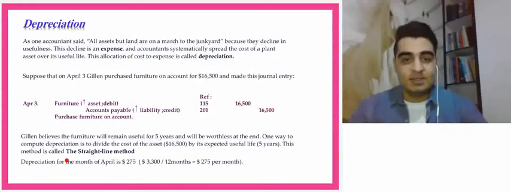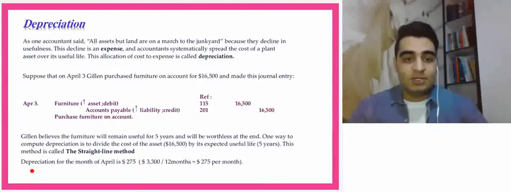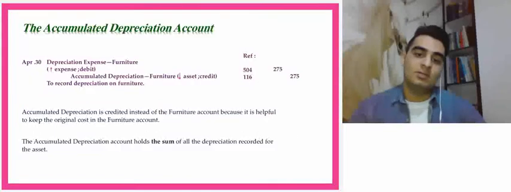This method is called the straight line method. There are many methods, but the easiest one, which we'll explain to you, is the straight line method. The depreciation for a month is $275. Why? Because if we divide $3,300 by 12 months, the remaining amount will be $275 per month. For every month, it will be $275. For every year, it will be $3,300.